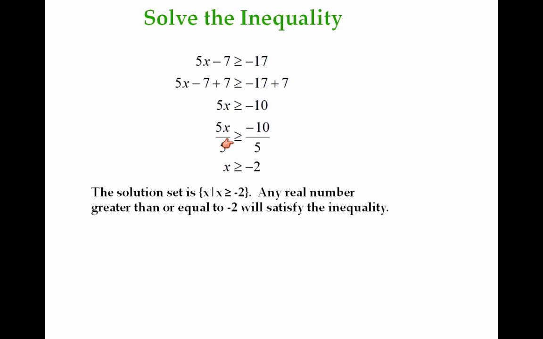So if I divide both sides by positive 5, you see the direction of the inequality stays the same, because I didn't divide by a negative. So x would be greater than or equal to negative 2.